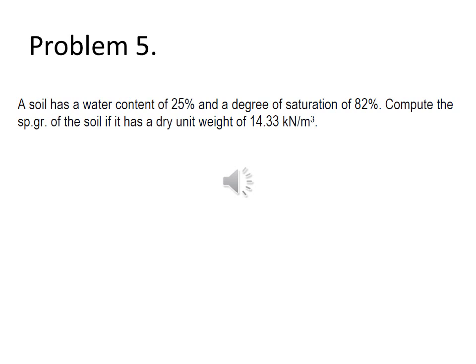Problem 5. A soil has a water content of 25% and a degree of saturation of 82%. Compute the specific gravity of the soil if it has a dry unit weight of 14.33 kilonewton per cubic meter.